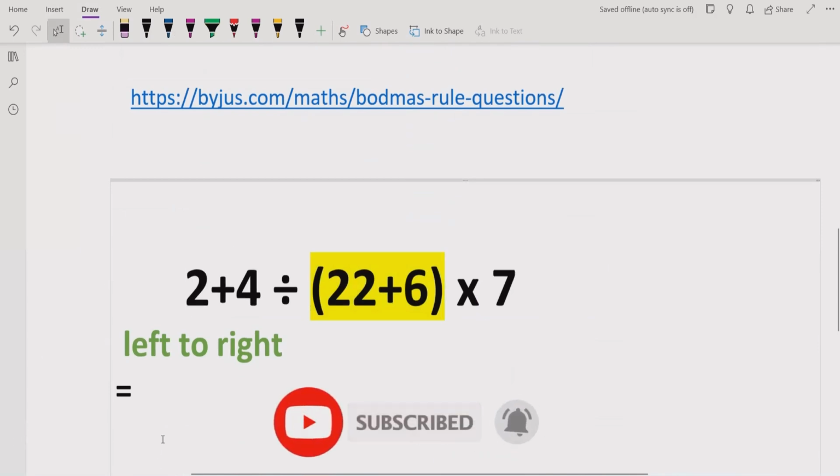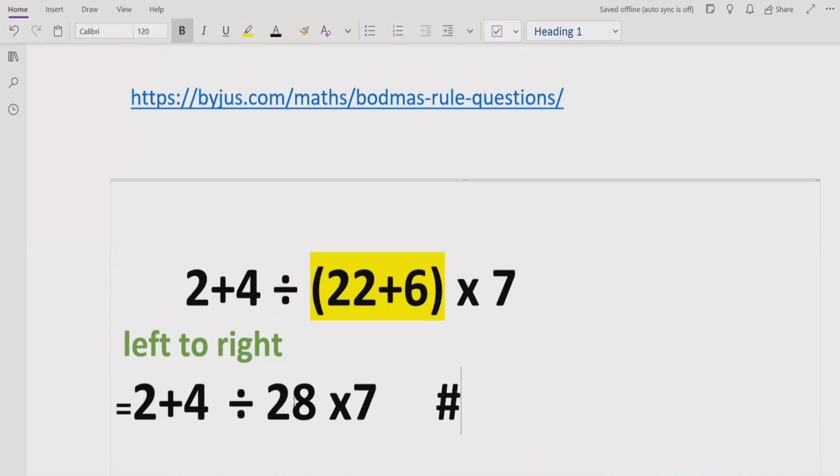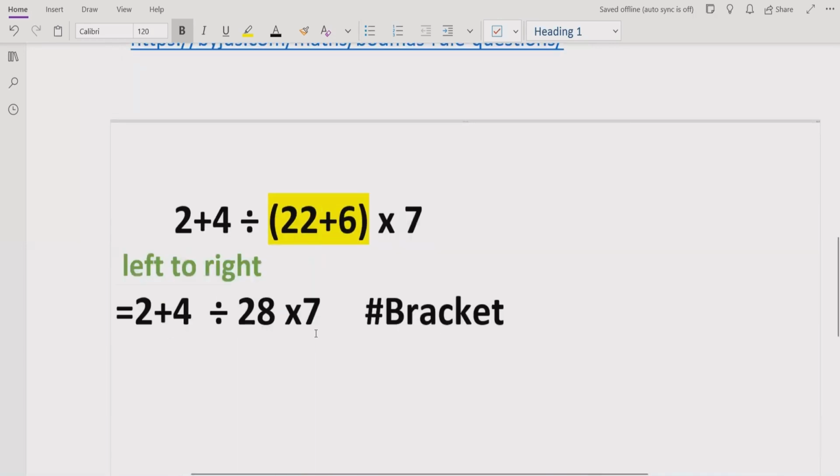Now we will write 2 plus 4 divided by, and now we solve 22 plus 6, which is 28, multiplied by 7. So here we have solved the bracket first. Okay, now we will go again left to right and follow the left to right rule.